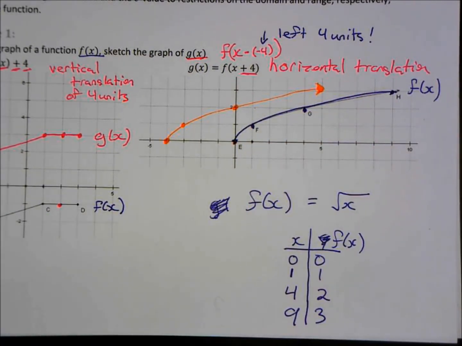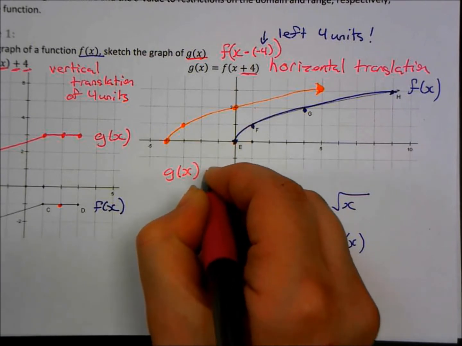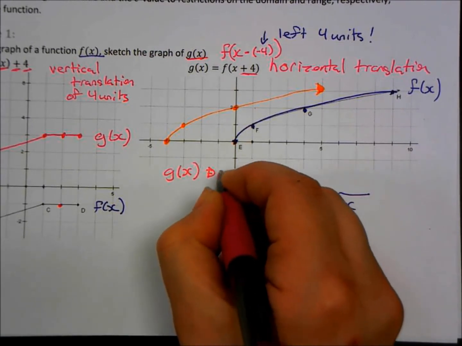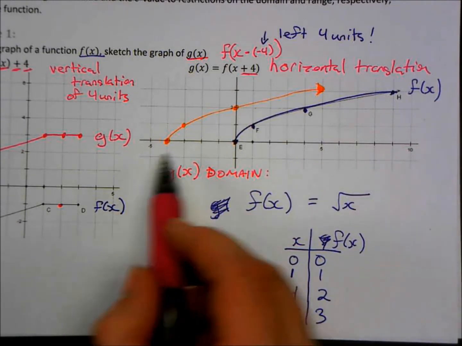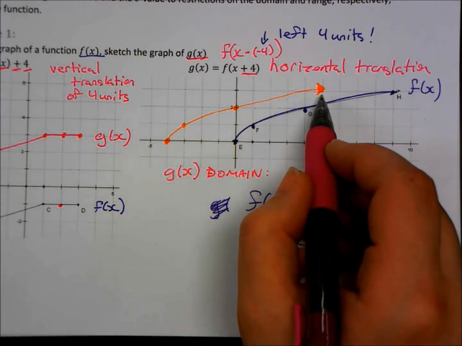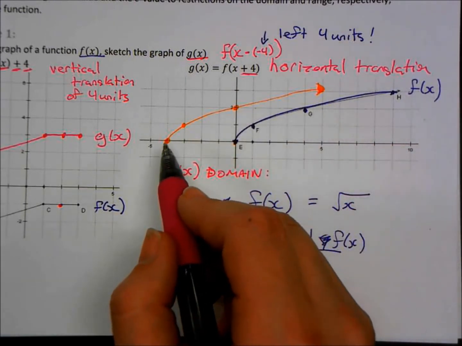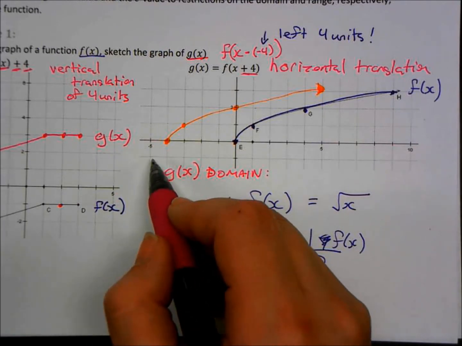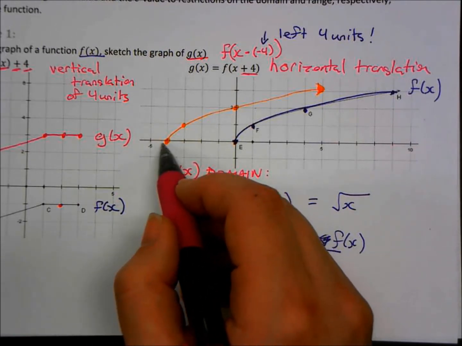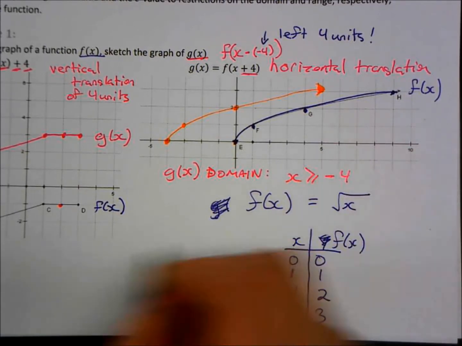Now it hasn't been asked for, but we can do domain and range. Let's see, of g of x of our new formula, what is the domain? Well, the domain, we've got an arrow on this end. This line continues on and on and on, but it's got a definite starting point. There are no values in the domain before x equals negative 4. So x has to be greater than or equal to negative 4.